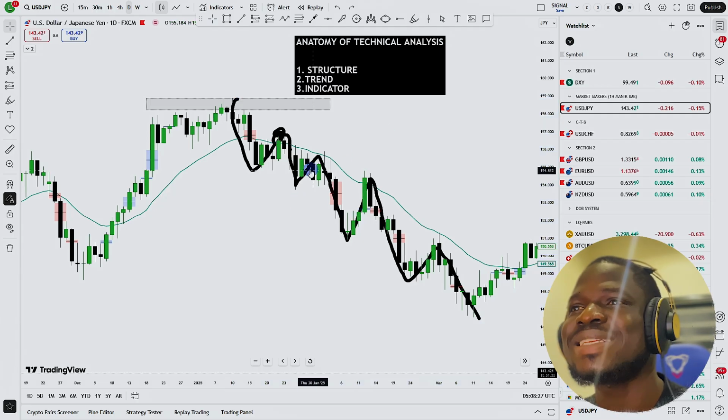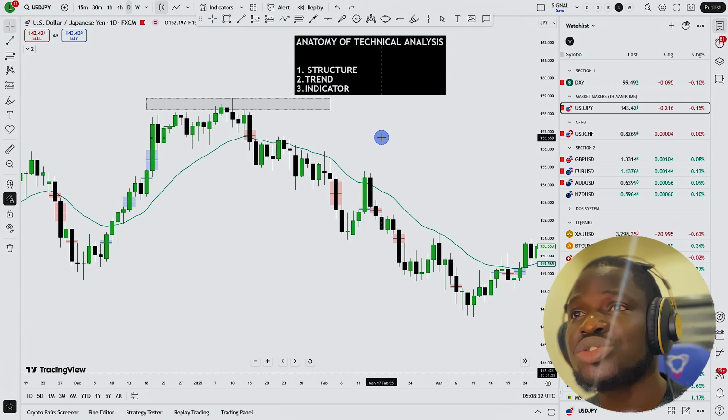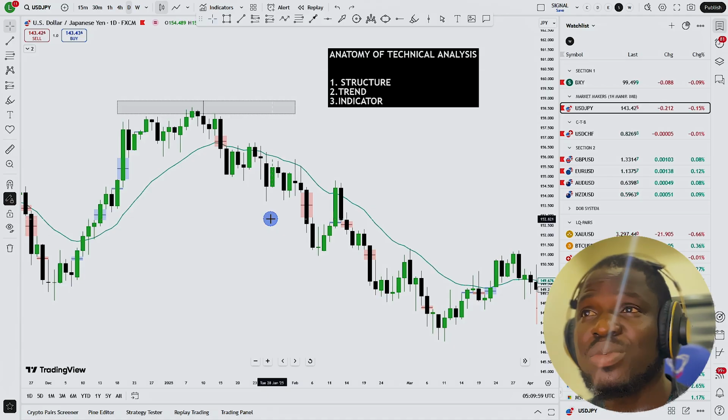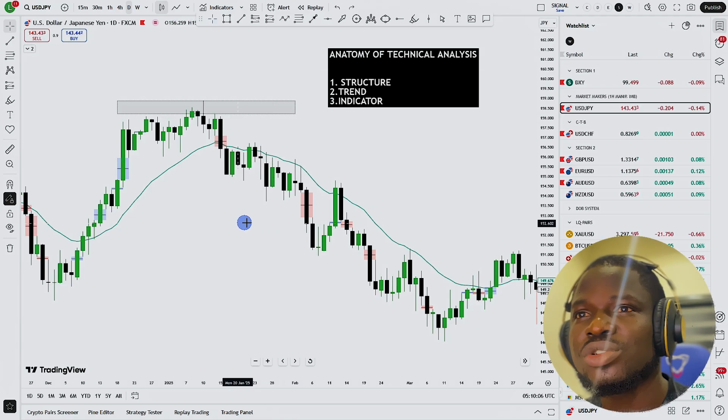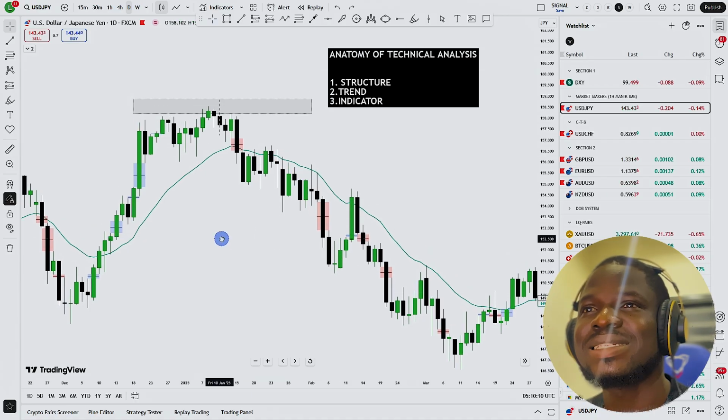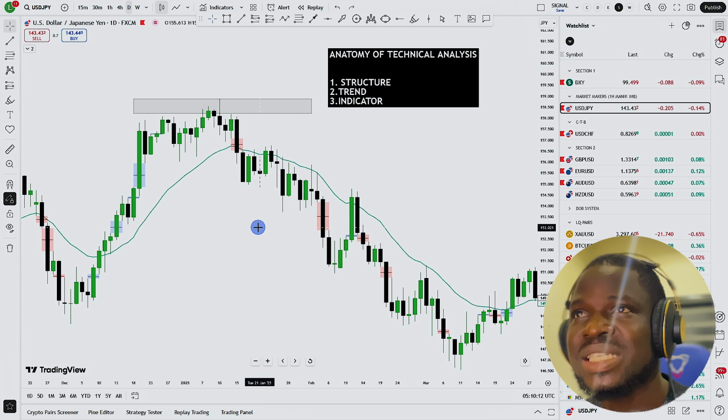Now, the second one is the trend. Are we in a downtrend or in an uptrend? The third one is the indicator. I'm using 50 moving average for this video. The function of this 50 EMA is for me to understand how valid the trend is.